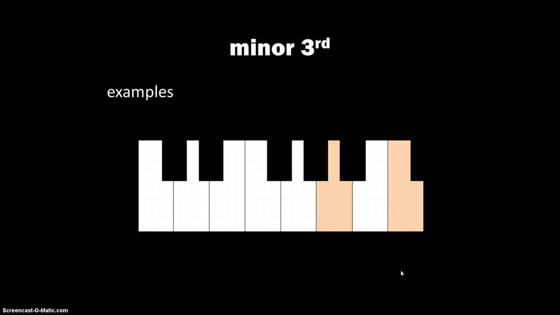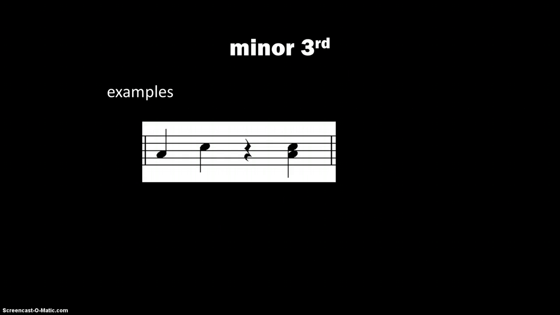Kind of pretty. Let's listen to that again. Written on the staff, that would be 2nd space A to 3rd space C, of course, and then together. One more time, let's play it in a different octave.